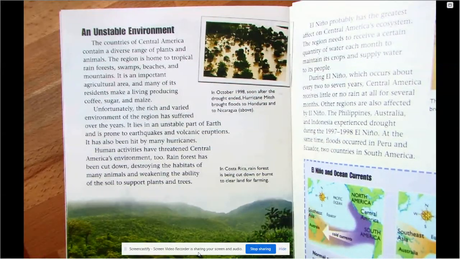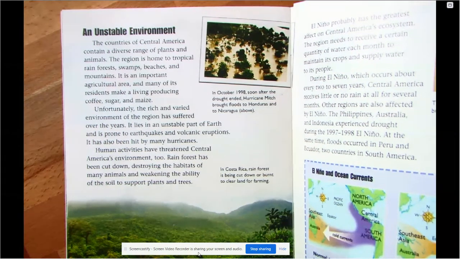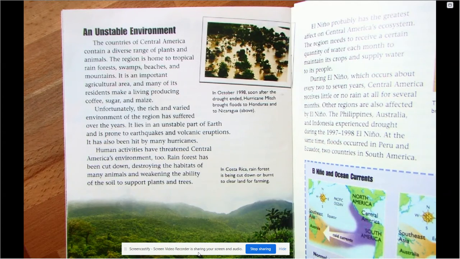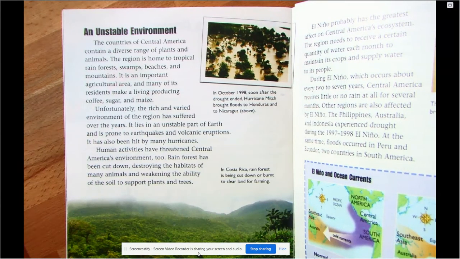An unstable environment. I want you to pay attention to all this information and then looking at the photos and the captions. The countries of Central America contain a diverse range of plants and animals. Diverse meaning there's a lot of different types. The region is home to tropical rainforests, swamps, beaches, and mountains. It is an important agricultural area, and many of its residents make a living producing coffee, sugar, and maize.